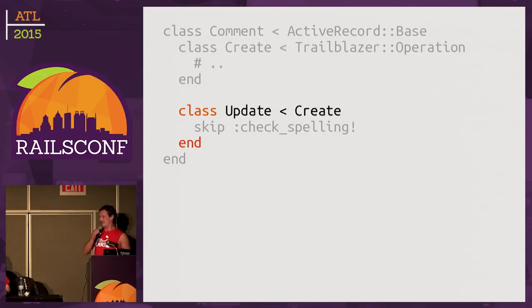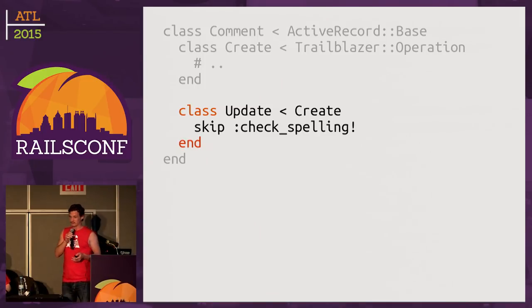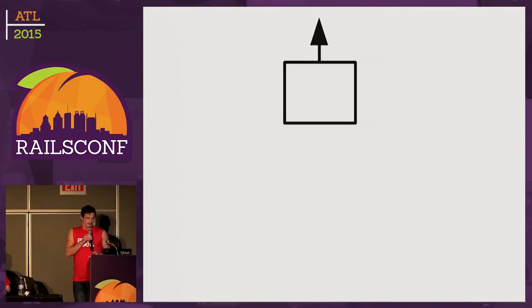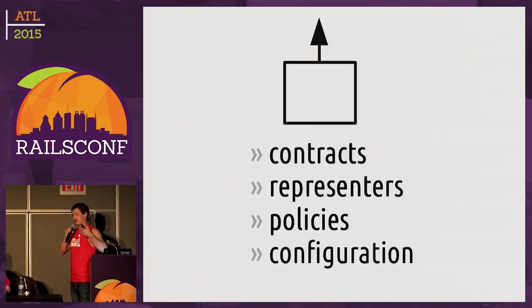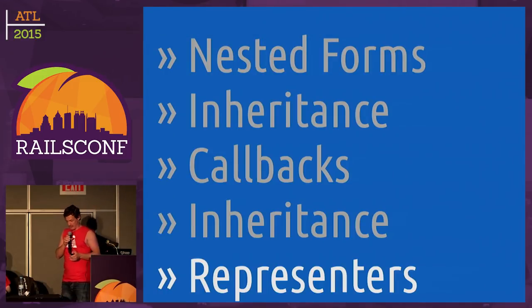So really the cool thing is you can also deactivate callbacks in inherited operations. For example, in update, I might not want to have the check spelling callback to be called, so I just skip it. So it's really declarative and simple to override behavior. And so inheritance works with contracts, representers, policies. We also have policies and authentication in Trailblazer. I did not talk about this today, and I'm sorry. And it is also good to inherit configurations.